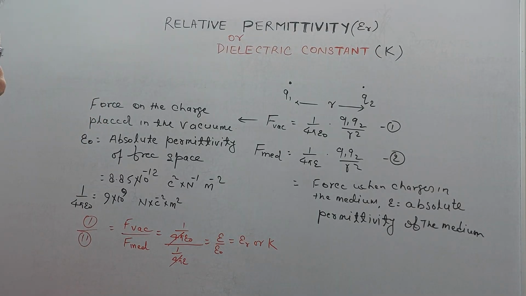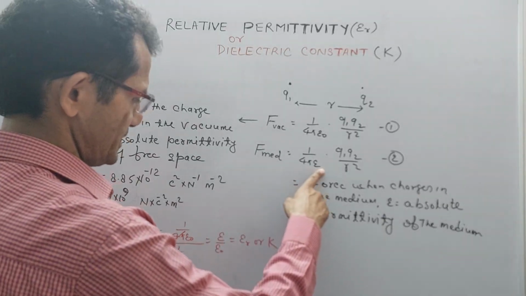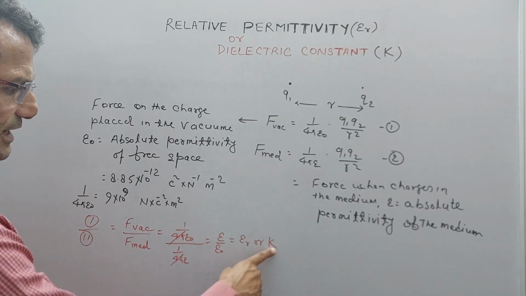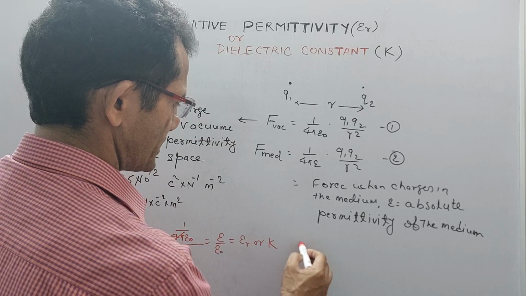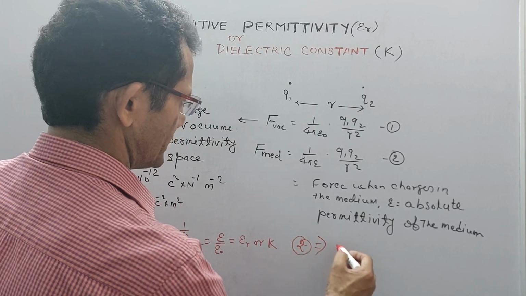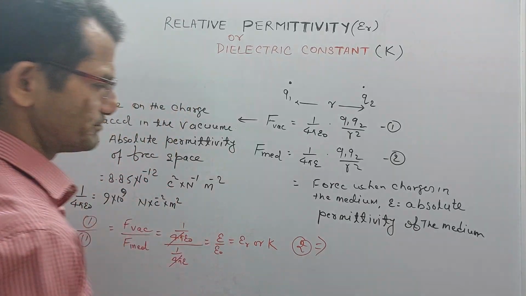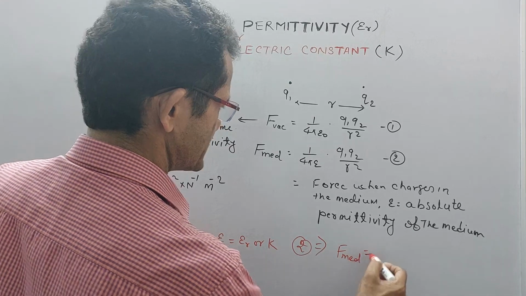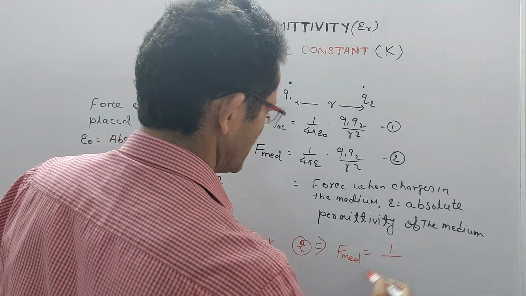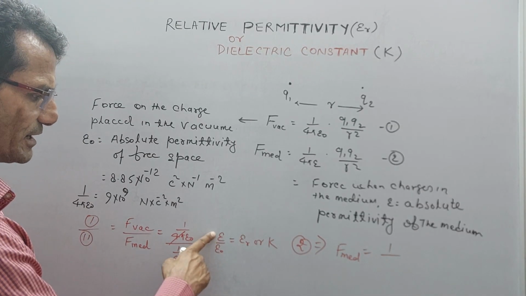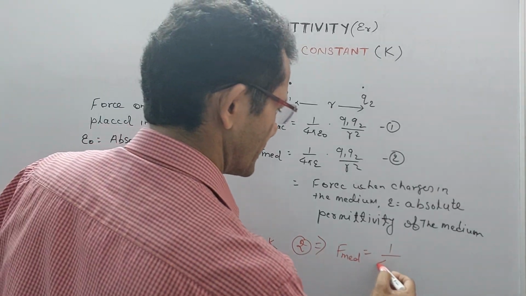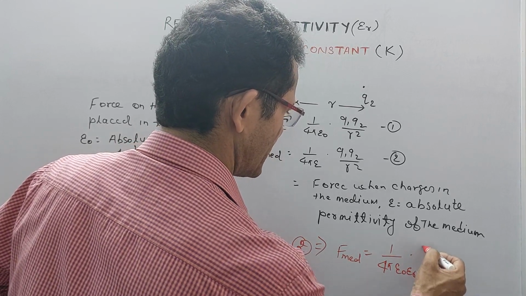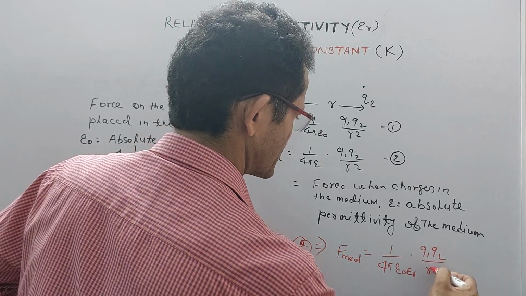So here, if I replace epsilon by K times, so epsilon r times epsilon naught, or K times this one, that is equation number 4. Now our equation number 1, replaced in terms of the absolute permittivity of free air. When the force between the charges is placed in the medium, 1 upon 4 pi epsilon, epsilon is replaced: epsilon is equal to epsilon r into epsilon naught. So 1 upon 4 pi epsilon naught epsilon r, q1 q2 divided by r square.